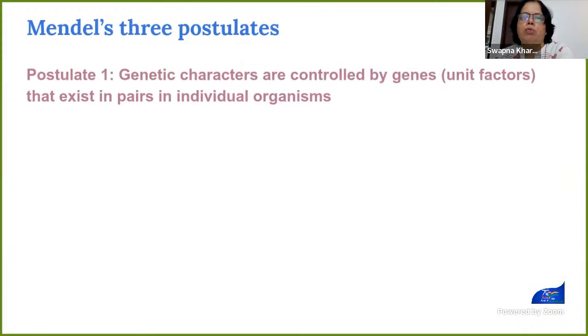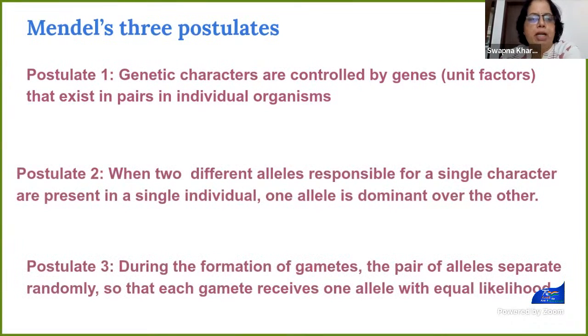So basically what we have discussed in this activity covers 3 postulates of Mendel. The first one talks about each trait being controlled by a pair of genes. The second postulate talks about that whenever you have two different alleles for the same character, one allele dominates over the other. So you see only the effect of one. And the third is called the law of segregation. That is, when gametes are formed, the pair of alleles separate from each other, each gamete receiving only one allele.